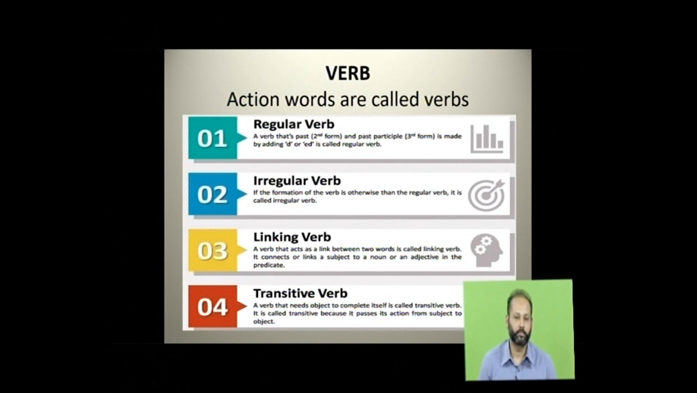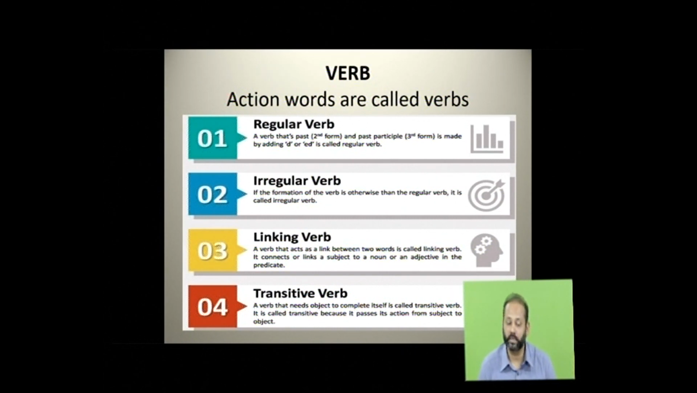Then linking verb. Linking verb is helping verb. Helping verbs are am, are, was, were, has, have, had, isn't it? So these are linking words, right? A verb that acts as a link between two words is called linking verb. It connects or links a subject to a noun or an adjective in the predicate. Just remember, helping verbs are called as linking verbs. Then we have transitive verb.